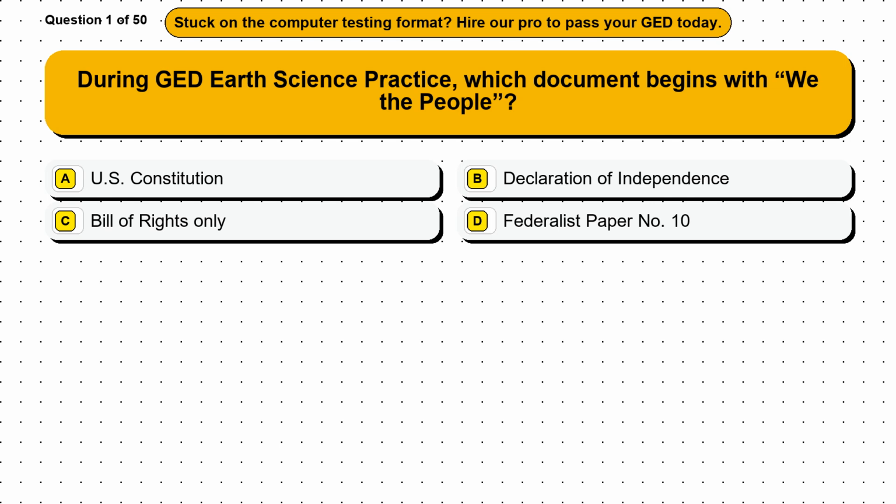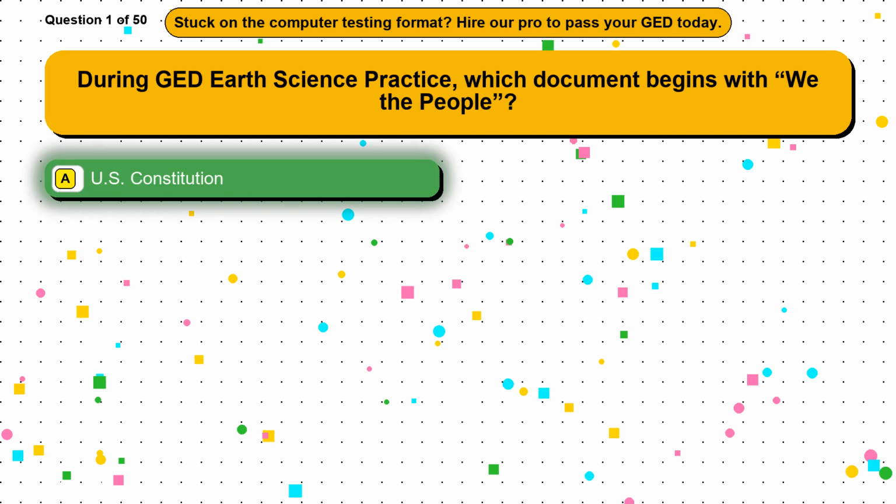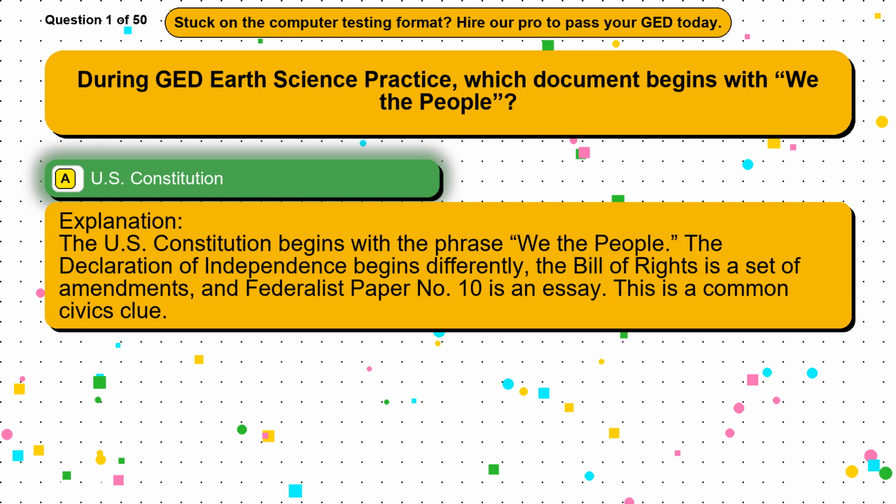Question 1. During GED Earth Science Practice, which document begins with "We the People"? Option A, U.S. Constitution. Option B, Declaration of Independence. Option C, Bill of Rights only. Option D, Federalist Paper number 10. The correct answer is option A. U.S. Constitution. The U.S. Constitution begins with the phrase "We the People." The Declaration of Independence begins differently, the Bill of Rights is a set of amendments, and Federalist Paper number 10 is an essay. This is a common civics clue.